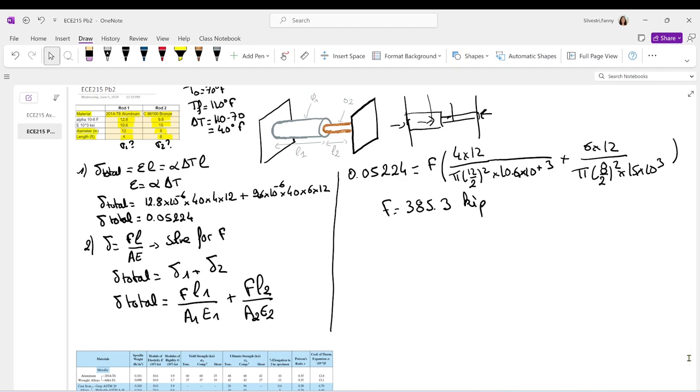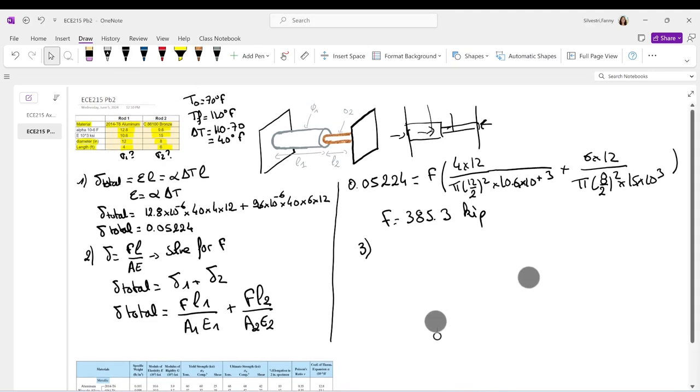This is kilopounds, because what was our delta? That was inches. Yeah, because we have on the bottom the Young modulus in KSI, so kilopounds per square inch. So we get the force in kilopounds. You can check the units. And that's step number 3.